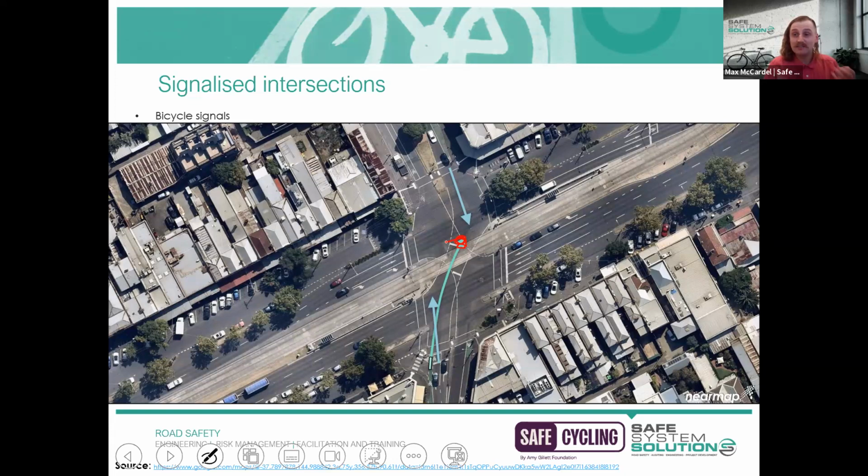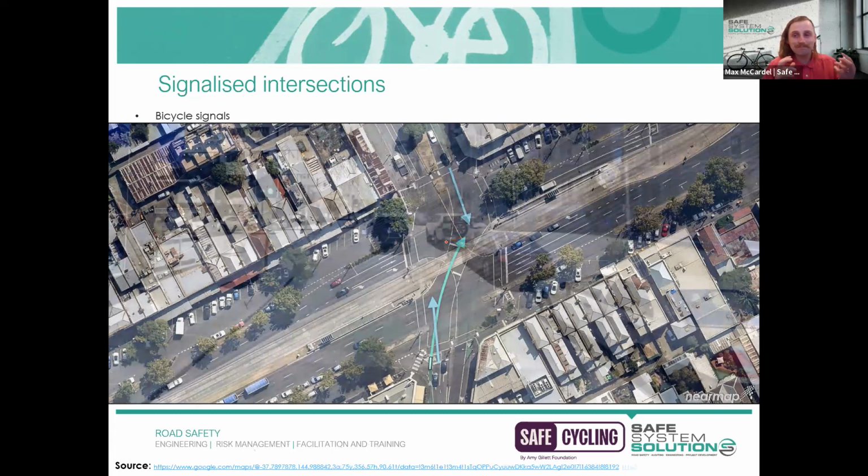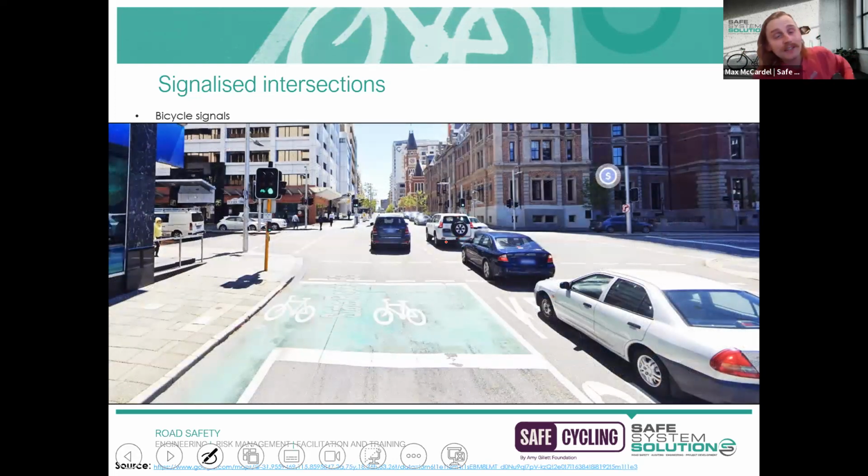And if there are specific movements associated with the signals, then be clear about that. That can be through the use of additional arrows and things like that, or supplementary signage such as "cyclists must travel through", or anything like that. Just wanted to share that basically.